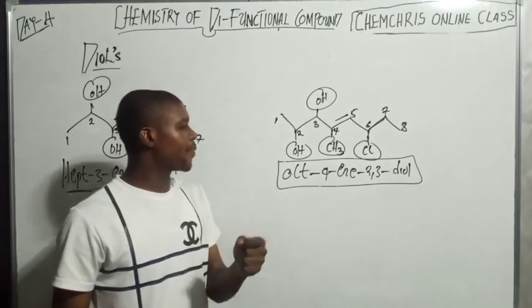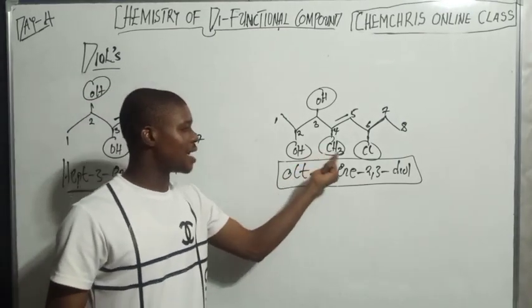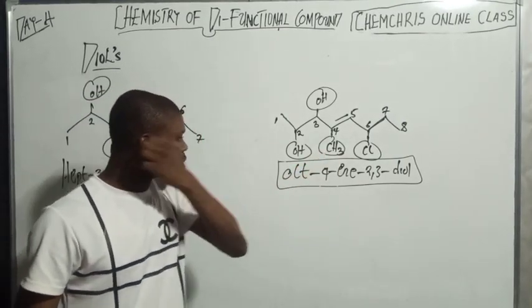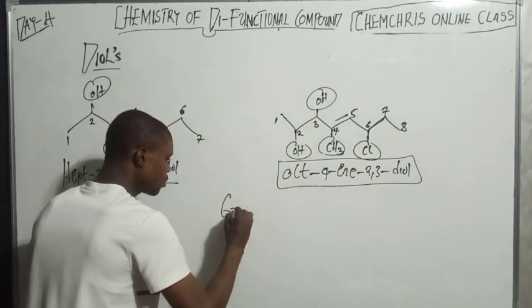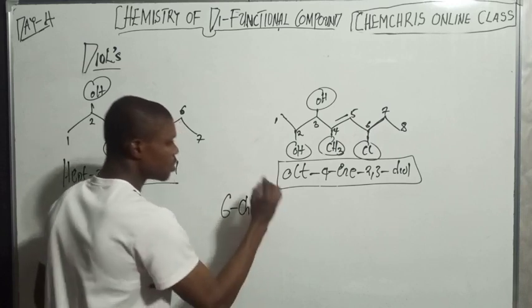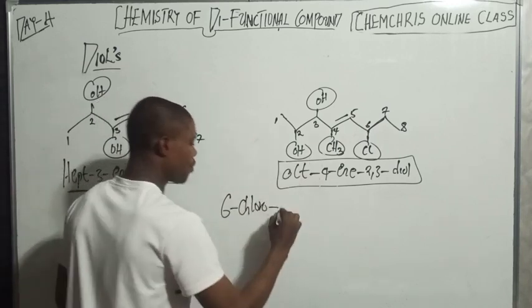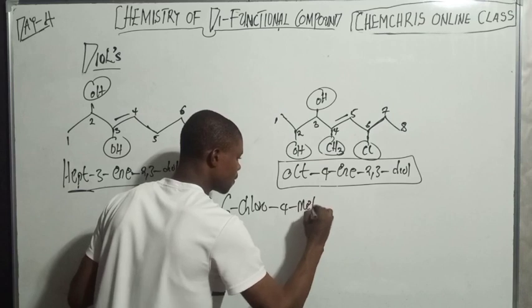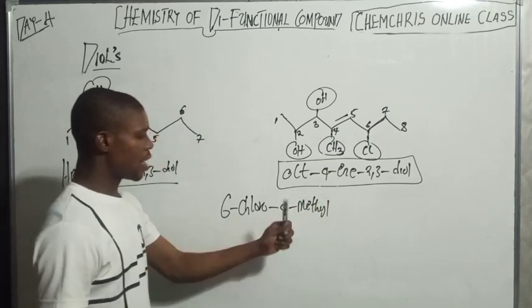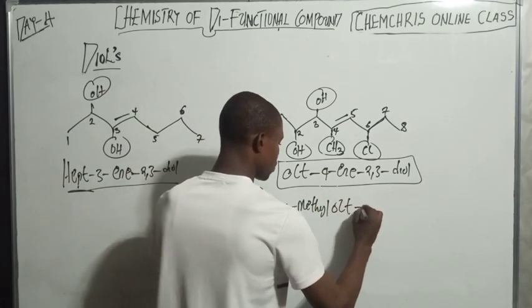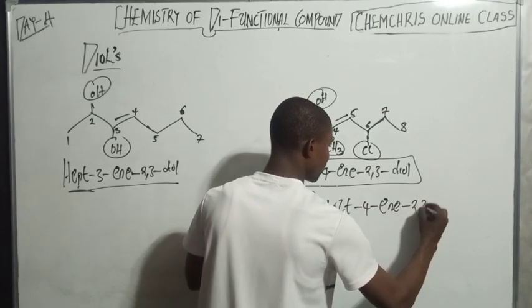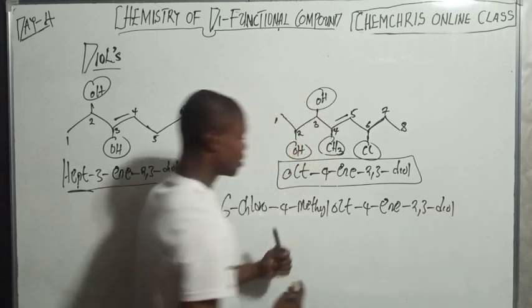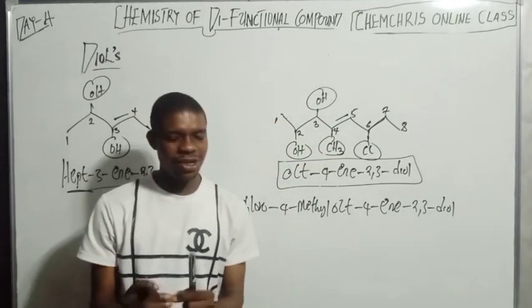Now let's incorporate our methyl and our chlorine. Chlorine will come here before methyl, right? So it will be 6-chloro. Then you have 4-methyl, right? Then you have oct-4-yne-2,3-diol. That is it. You can see it as it is.